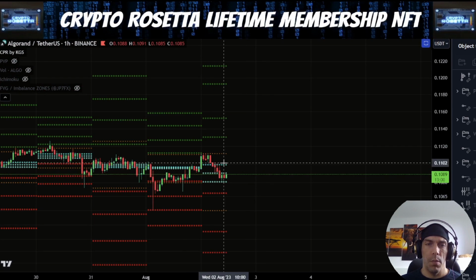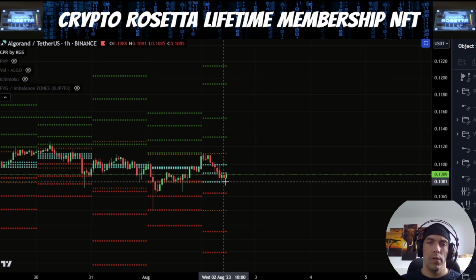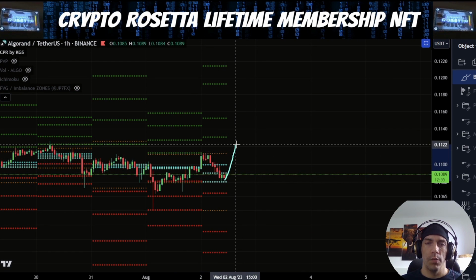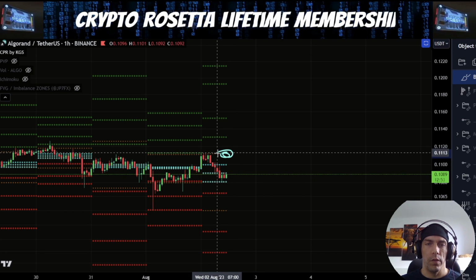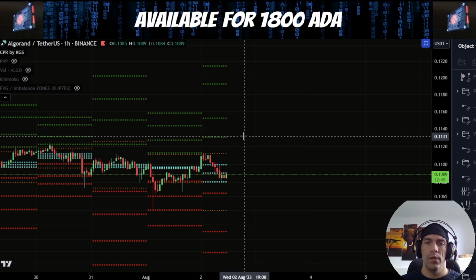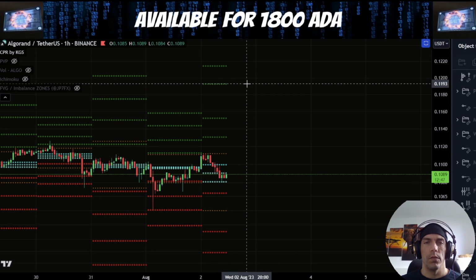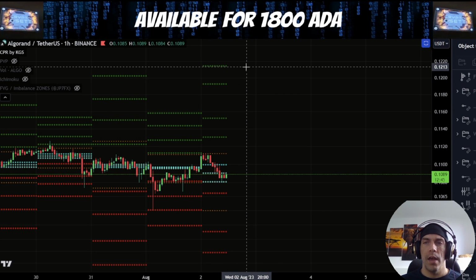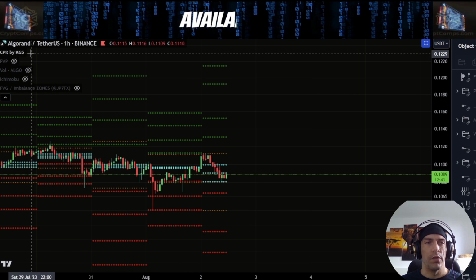If, however, we do manage to hold this level, what we could see is price could actually move back to the upside here and look to target out the previous daily high. If we do manage to push back above that, targets that we have here is this 1131, we have this 1152, 1193, and this 1213 as possible upside targets for today.